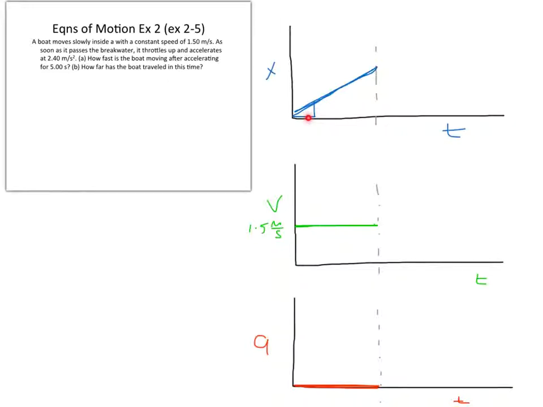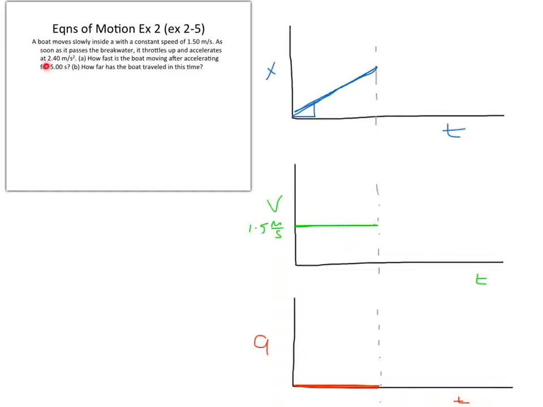Okay? But what happens then when he finally passes the breakwater and the boat decides to speed up? All right? Well, it accelerates. It goes from having no acceleration to some acceleration, and it's going to be a positive acceleration because it's moving in the positive direction. So that positive acceleration, what is it? Well, it tells us 2.40 meters per second squared.